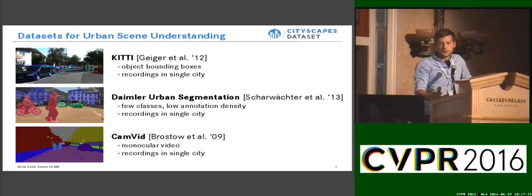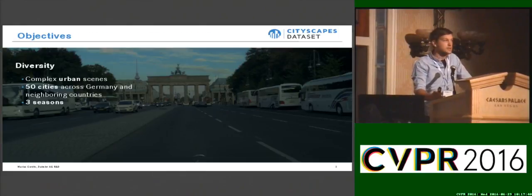Further, all these datasets have in common that they were recorded in a single city only, and that their images stem from a few video streams, and that makes them both spatially and temporally highly correlated. To overcome these limitations, we propose the Cityscapes dataset, where we aim for a new level of diversity.